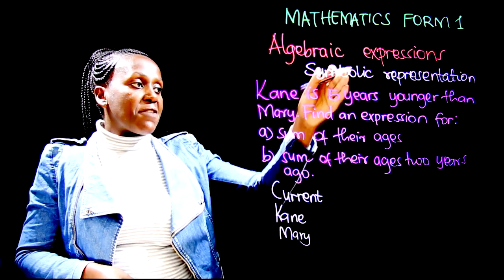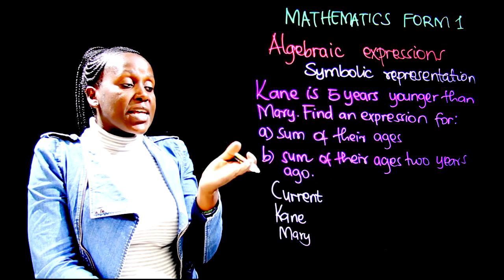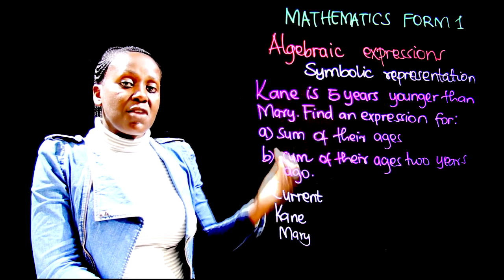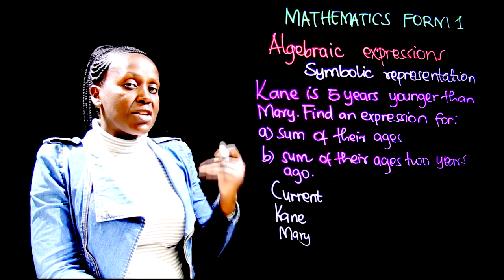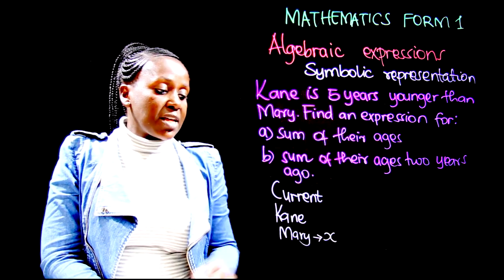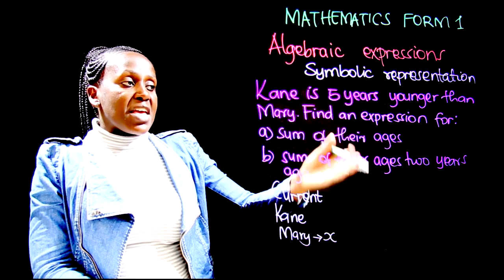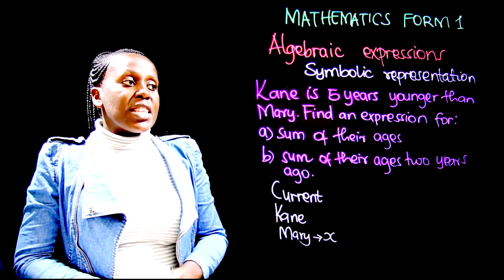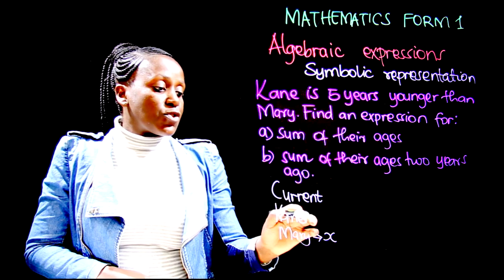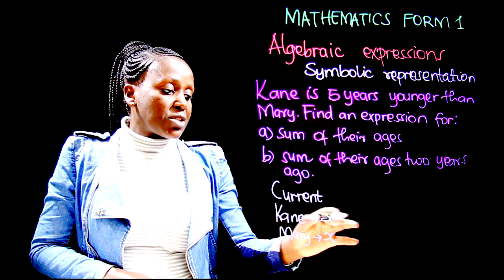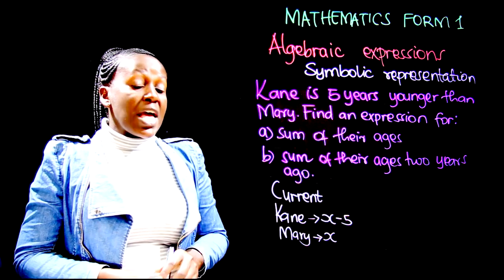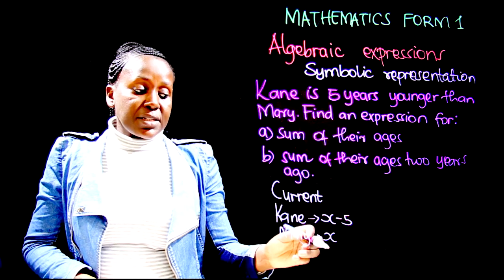So Ken is 5 years younger than Mary. Like you can see, the age of Ken is being compared to the age of Mary. So we are going to give the age of Mary a letter. So let's assume that Mary is 8 years old. So if Ken is 5 years younger than Mary, then it means that the age of Ken is less than that of Mary by 5 years. Since it says younger, you are going to subtract 5. So the current age of Ken is X minus 5, and the current age of Mary is X.